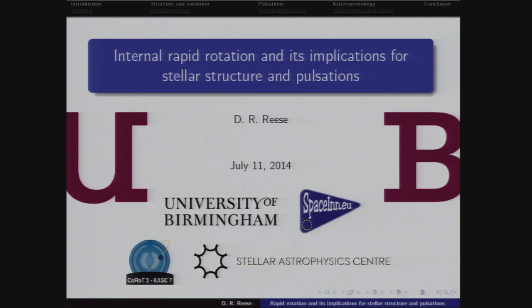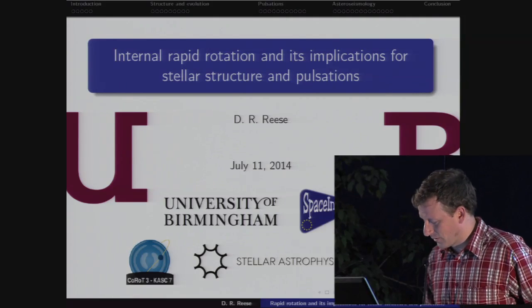So today I will be giving a review on the internal rapid rotation in stars and how it affects their structure and their pulsations. And of course, given the amount of time, I will have to make some choices. I won't be able to describe everything because it's a vast topic, and I'll give my own, perhaps biased, point of view on this topic.